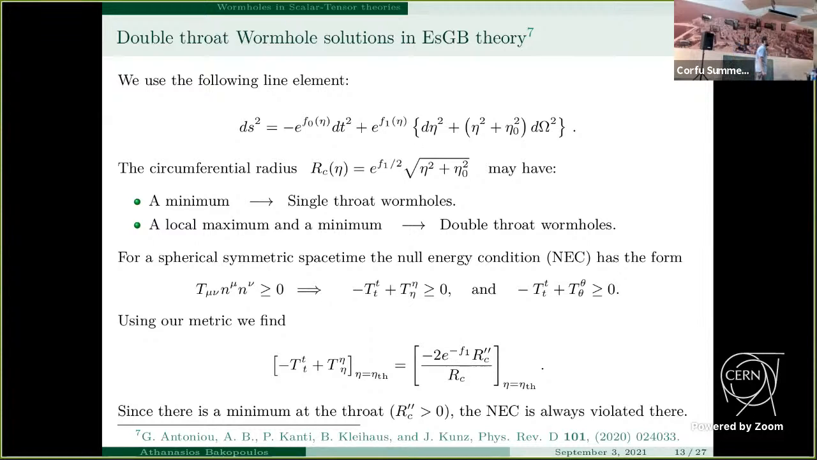For a spherically symmetric space-time, the null energy condition has this form. Using our metric, we find this equation here, and since there is a minimum at the throat, the null energy condition is always violated. However, this violation is not attributed to the presence of a phantom field. The Gauss-Bonnet term generates a negative effective energy density which violates the energy conditions. This is a purely gravitational effect that has nothing to do with exotic matter.